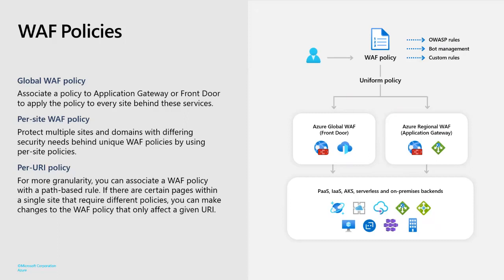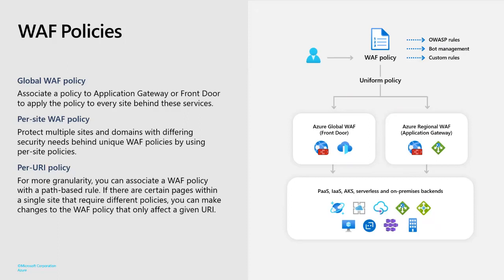So say your application gateway has a global policy applied to it, then you apply a different policy to a listener on that application gateway. The listener's policy now takes effect for just that listener, and the application gateway's global policy still applies to all other listeners and path-based rules that don't have a specific policy assigned to them.